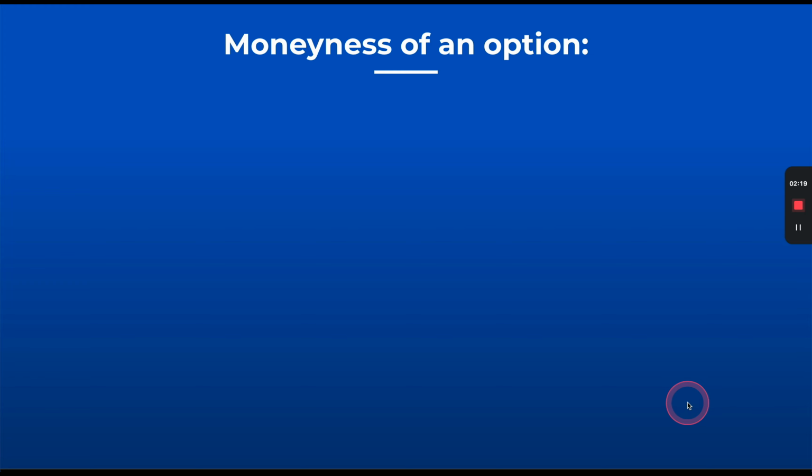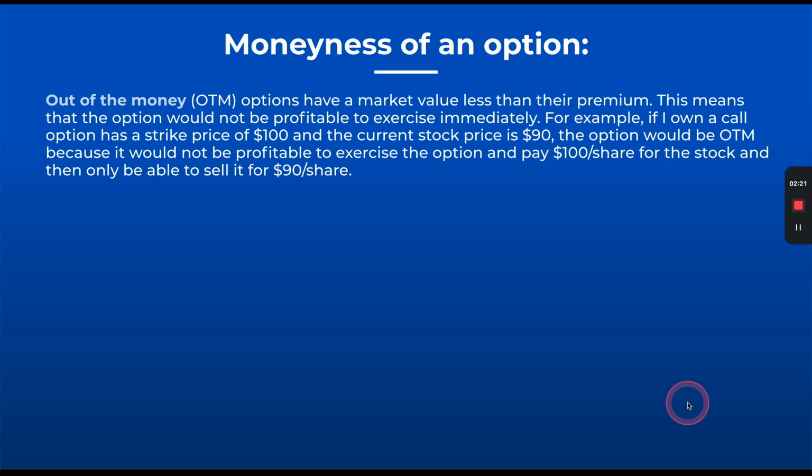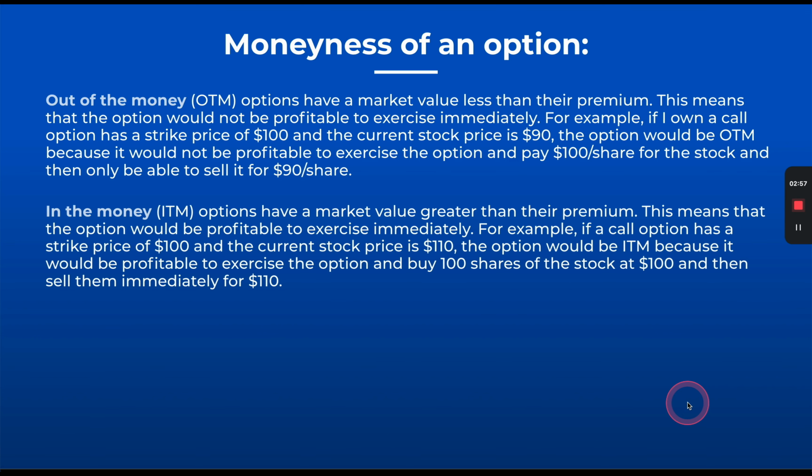Again, to try to give you a little better understanding of this, out-of-the-money options have a market value less than their premium. This means the option would not be profitable to exercise at that time. For example, if I own a call option that has a strike of $100 and the current stock price is at 90, that option's out of the money and it's not profitable to exercise that option. It wouldn't make sense for me to exercise it, pay $100 a share, and then only sell it for $90.